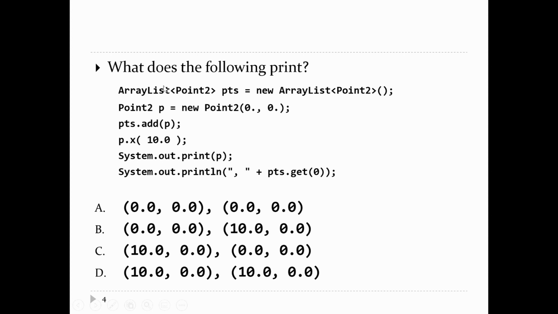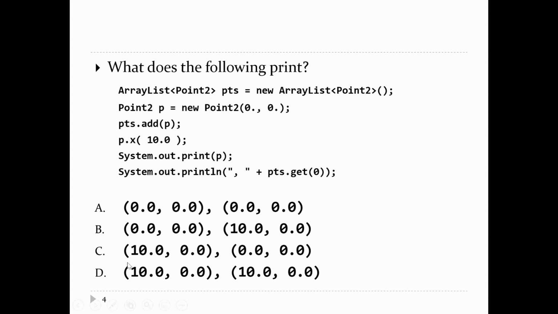What happens if I make a list of points? I make a new point P. I add P to the list. And now using P, I change the x coordinate of P to 10. So it was 0, 0, and I change it to 10, 0. What happens when I print out P, and then I ask the list for its first point and print out that point? So make P, it's 0, 0. Add P to the list. Change the x coordinate of P to 10. Print P. The x coordinate of P is going to be 10.